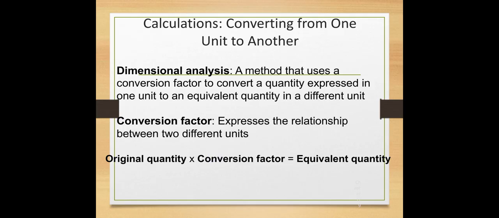Then moving on to dimensional analysis, it is a method that uses a conversion factor to convert a quantity expressed in one unit to an equivalent quantity in a different unit. A conversion factor basically expresses the relationship between two different units. For example, when we multiply the original quantity with its conversion factor, we get the equivalent quantity, or the quantity that we want.